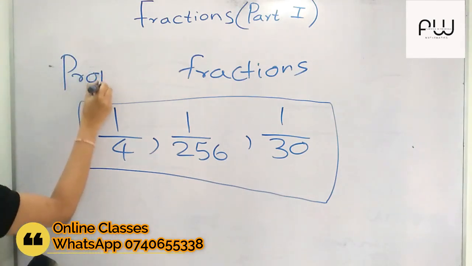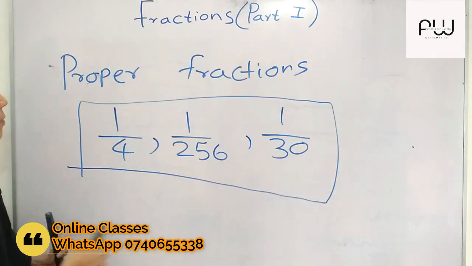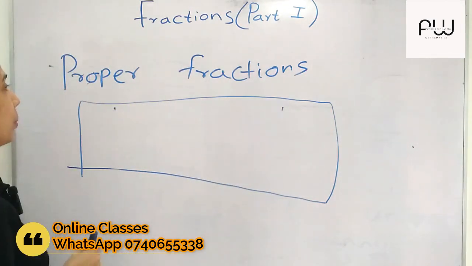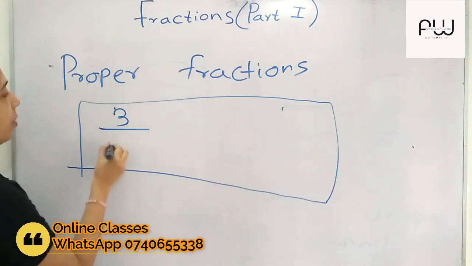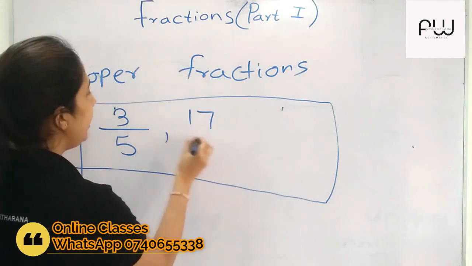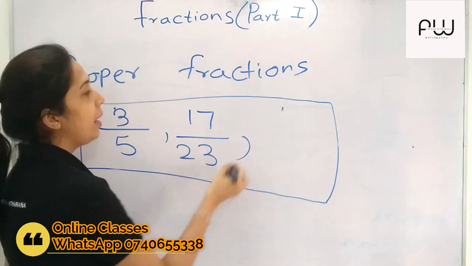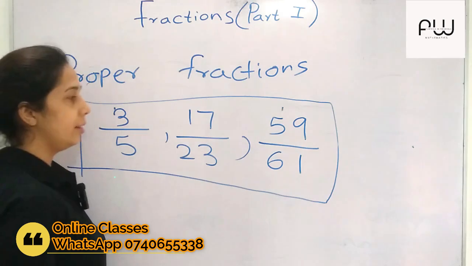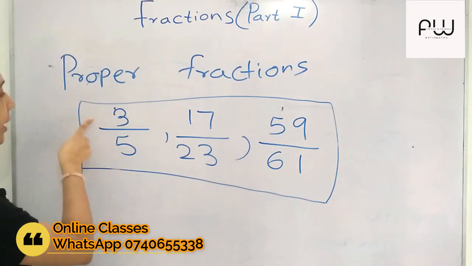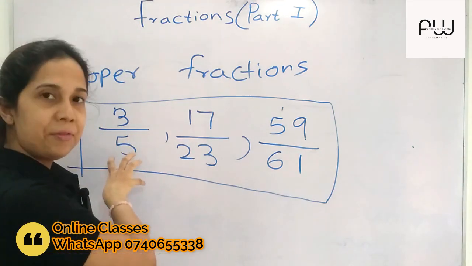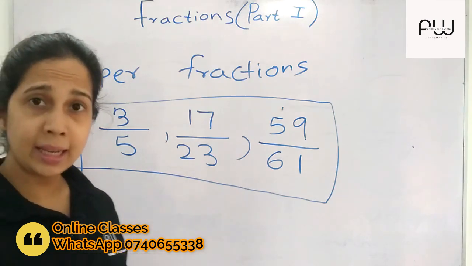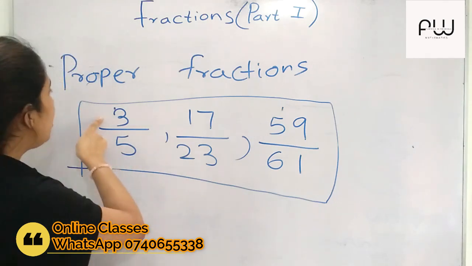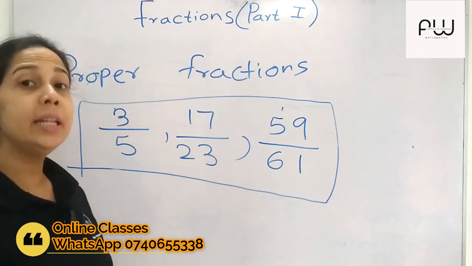Proper fractions. Now look at here. I'll write some examples for proper fractions: 3 over 5, 17 over 23 and 59 over 61. Now look at here. Here 3 is smaller than 5. It means the numerator is smaller than the denominator. Got it? The numerator is smaller than the denominator.